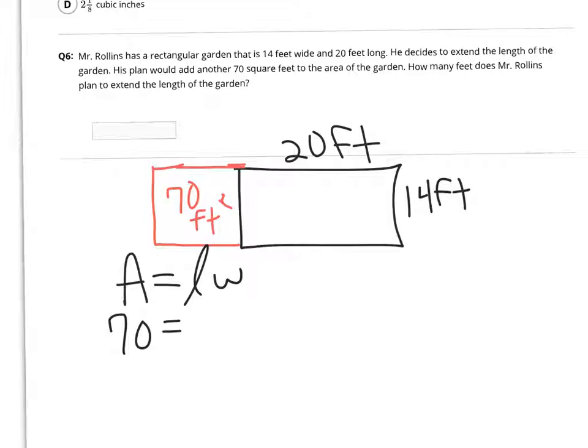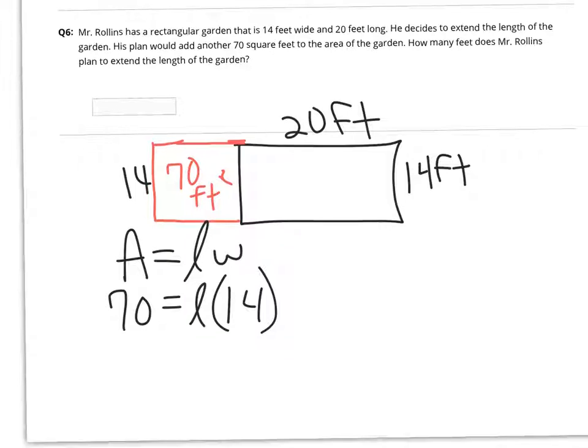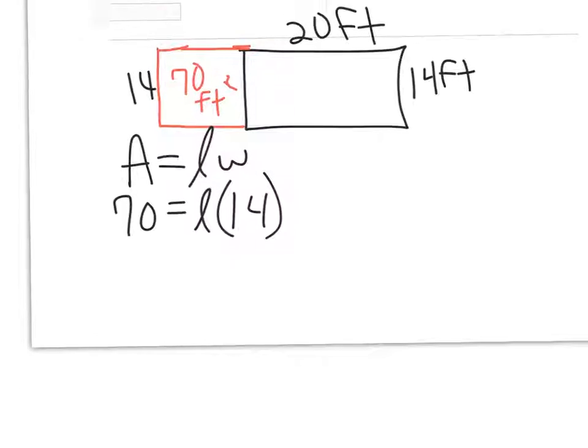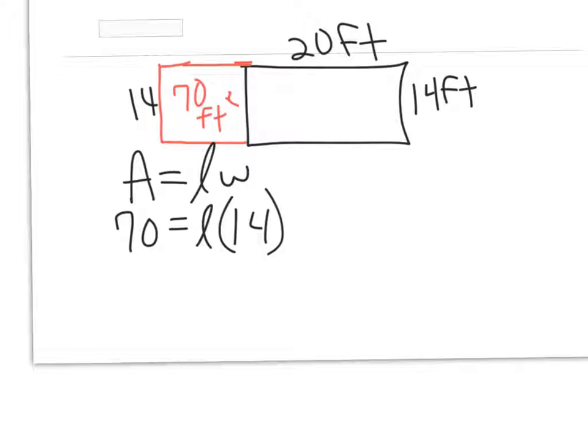Do we know what the length is? No, length is whatever they added on here. Do we know what the width is? Yes. What is it? 14. Same as it was on the other side. Okay? So what that tells me, I had an equation. I knew 2 out of the 3 variables means I can find that third variable. We can do that by solving the equation.